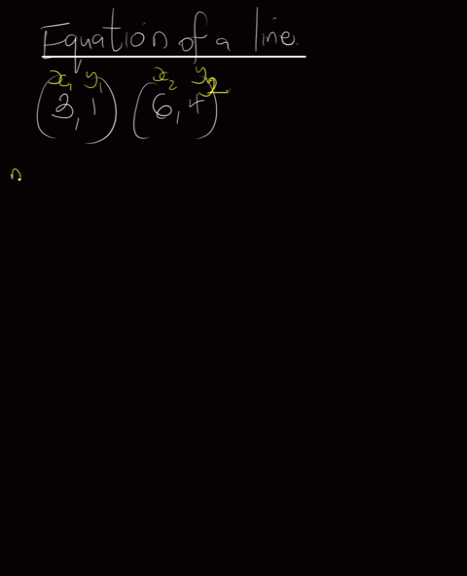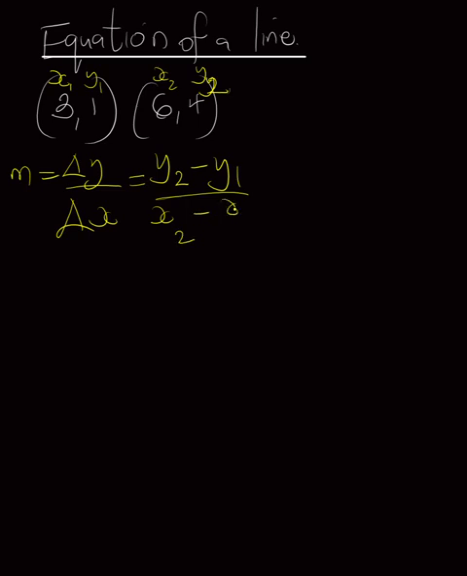To find the gradient, represented as m, is equal to change in y divided by change in x. So change in y is basically y2 minus y1, then divide by change in x, x2 minus x1. So we are going to have y2 is 4 minus y1, y1 is 1, then divide by x2 is 6 minus x1 is 3.